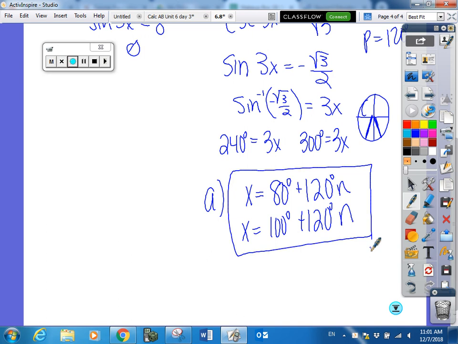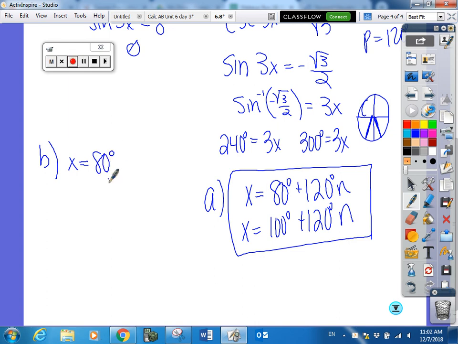Remember, we could have gotten up to 4. We could have gotten 2 from this and 2 from that. 1 from each, 2 from each. None in 2, none in 1, all kinds of different combinations. Letter B says find all values between 0 and 360. So let's start with 80.